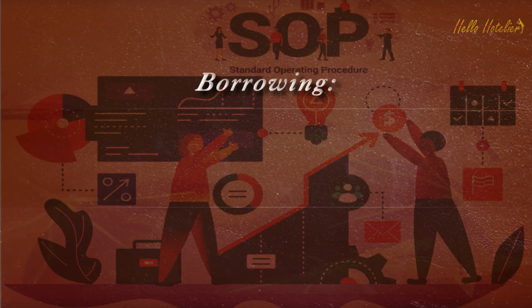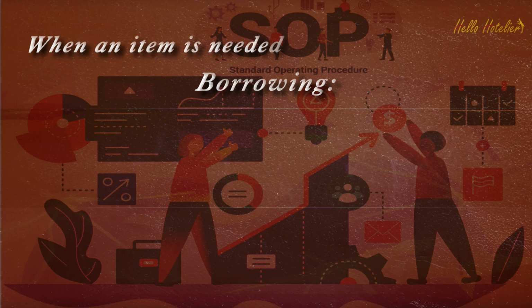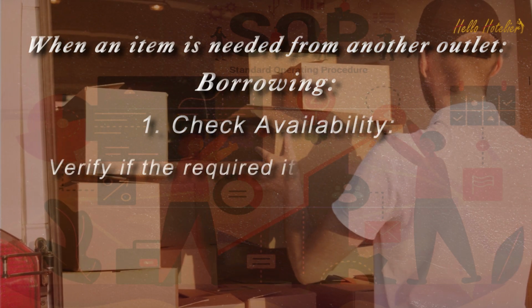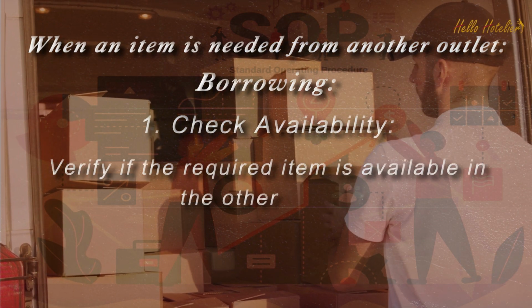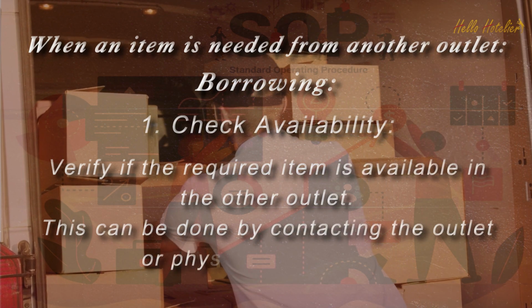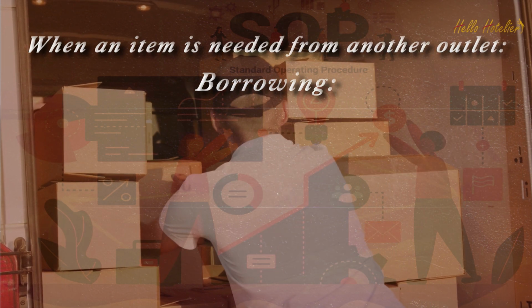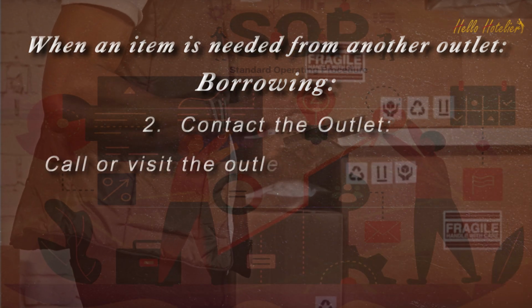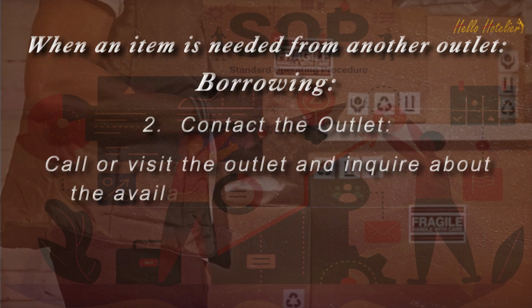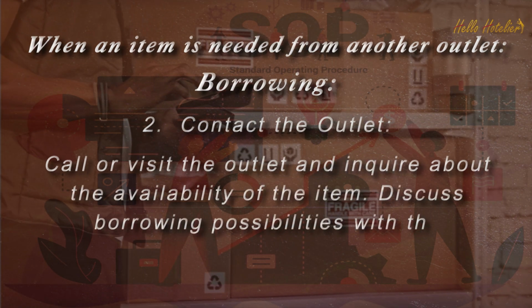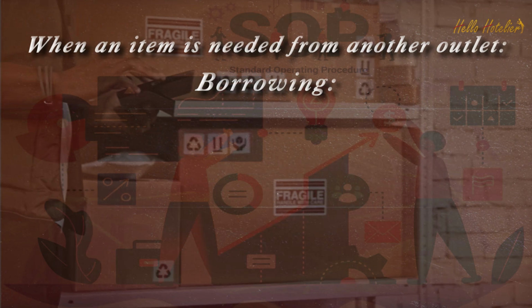Borrowing. When an item is needed from another outlet. 1. Check availability. Verify if the required item is available in the other outlet. This can be done by contacting the outlet or physically visiting it. 2. Contact the outlet. Call or visit the outlet and inquire about the availability of the item. Discuss borrowing possibilities with the person in charge.